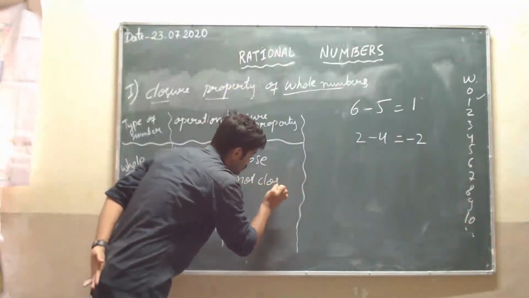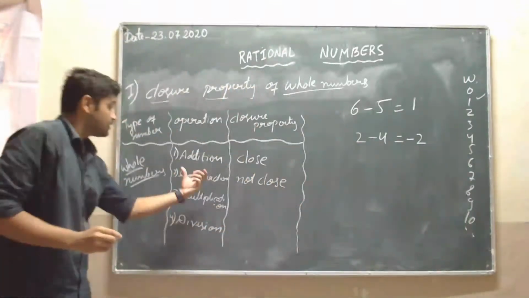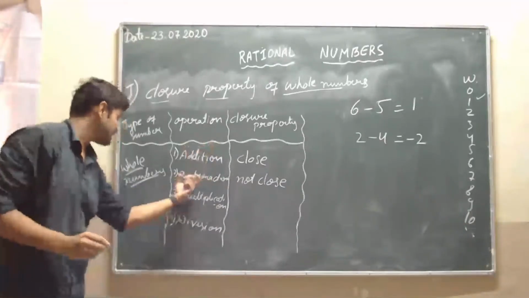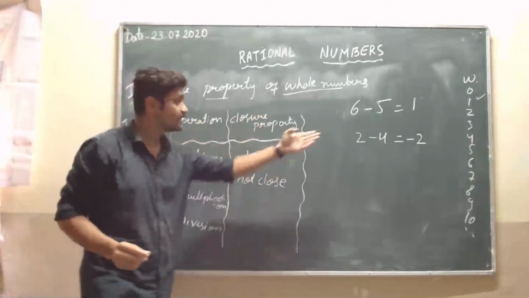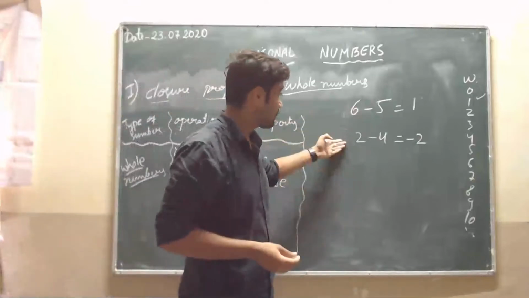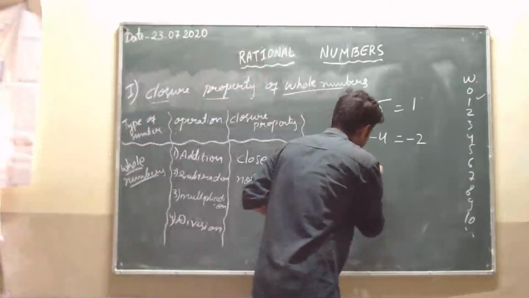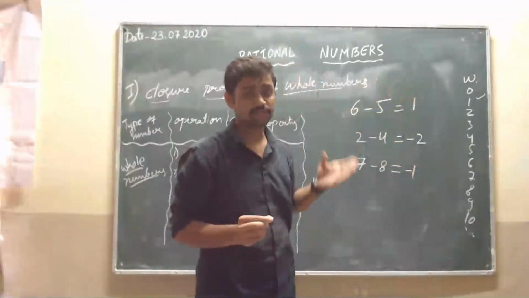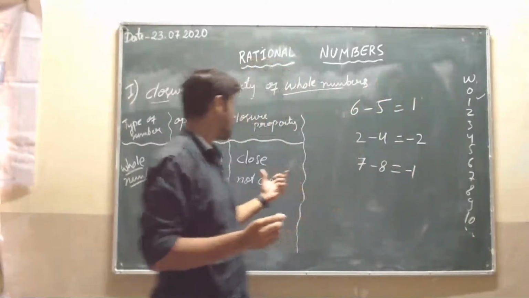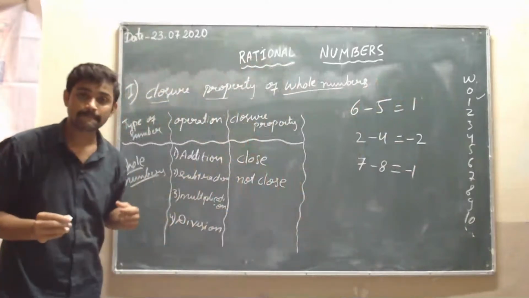Not close. By subtraction, whole numbers will not close under closure property. Here is one more example: 7 minus 8 is equal to minus 1. Minus 1 is not a whole number. That's why it will not close under the closure property.